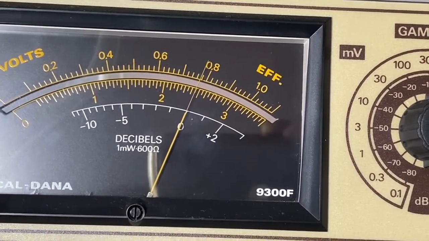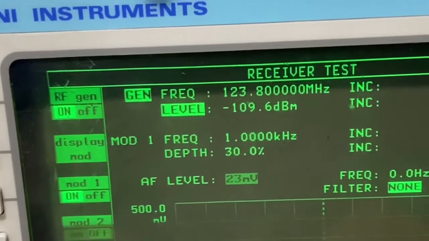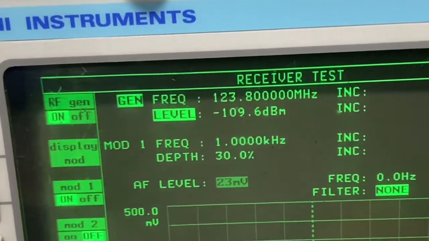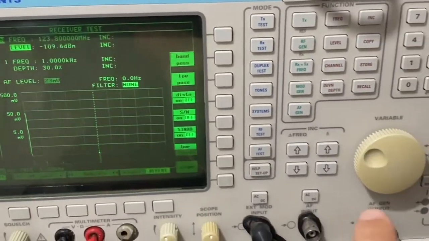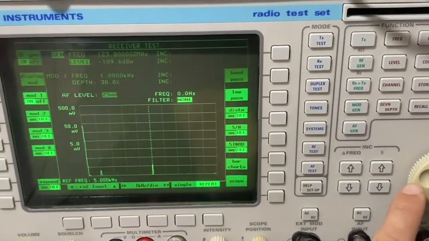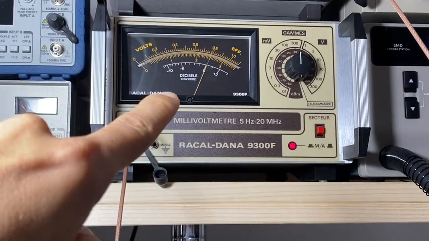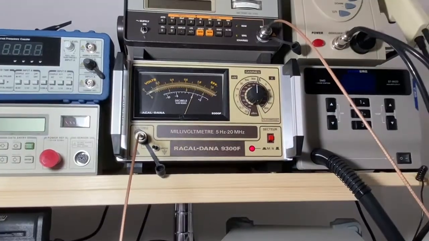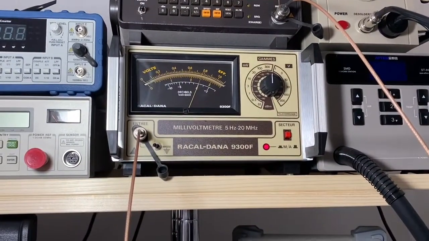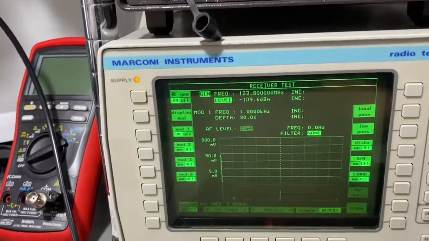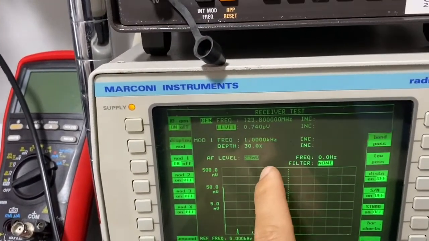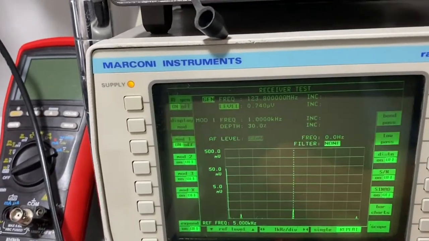And look where we are. Look where I stopped. I was tuning the knob for the level, not looking here, but looking at the millivolt meter. In fact we end up with the same result: 0.75 is about the same.